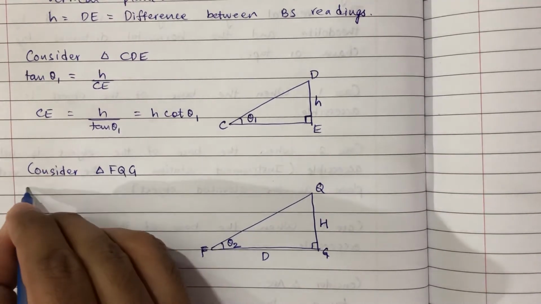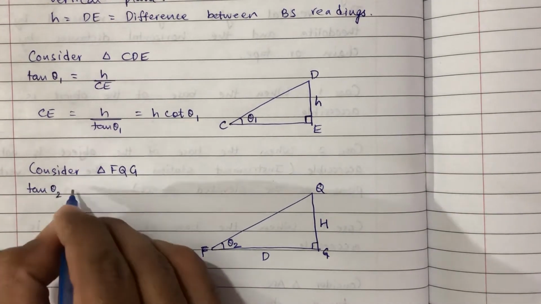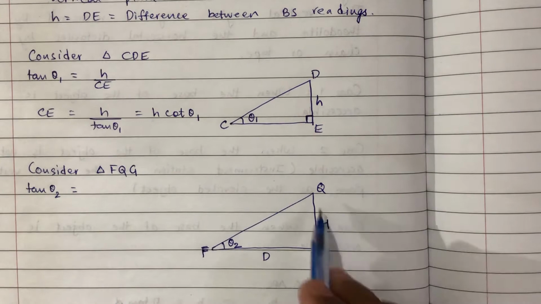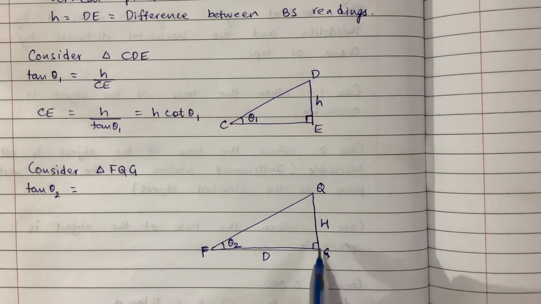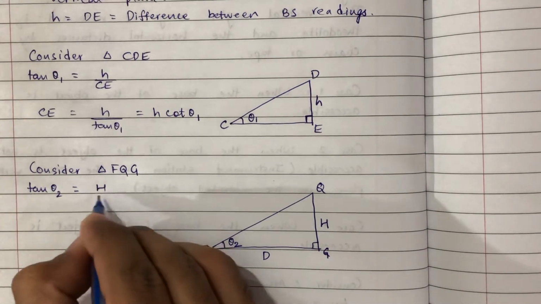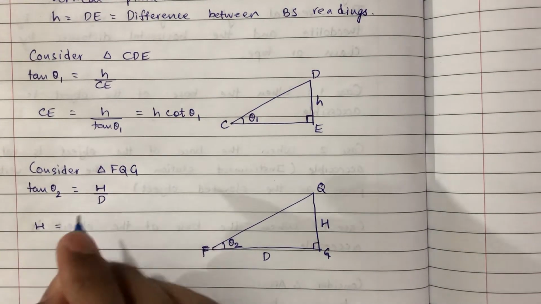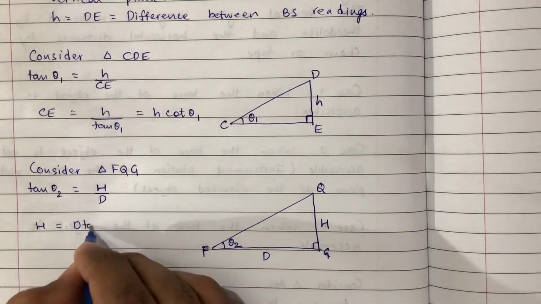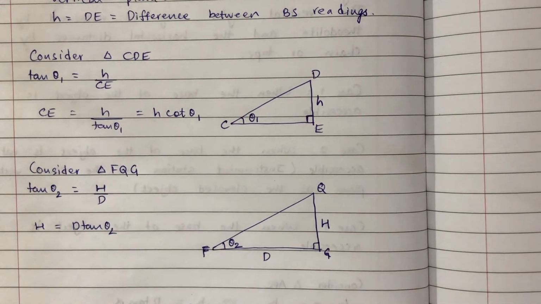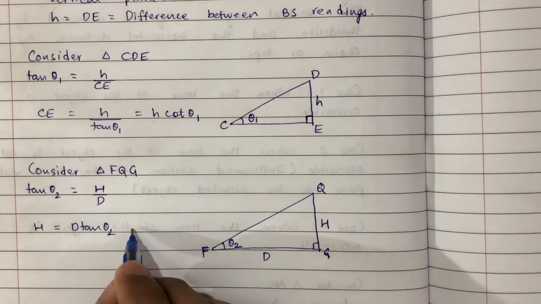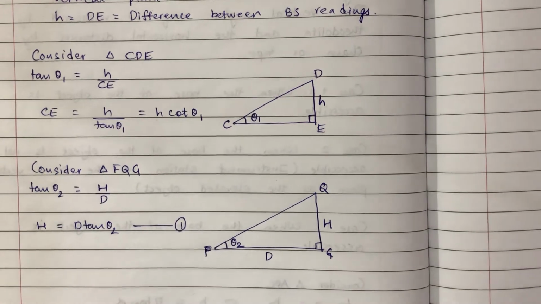So here tan theta 2 will be what? It will be opposite upon adjacent. So that will be H upon D. So H is equal to D tan theta 2. Let this be equation 1.